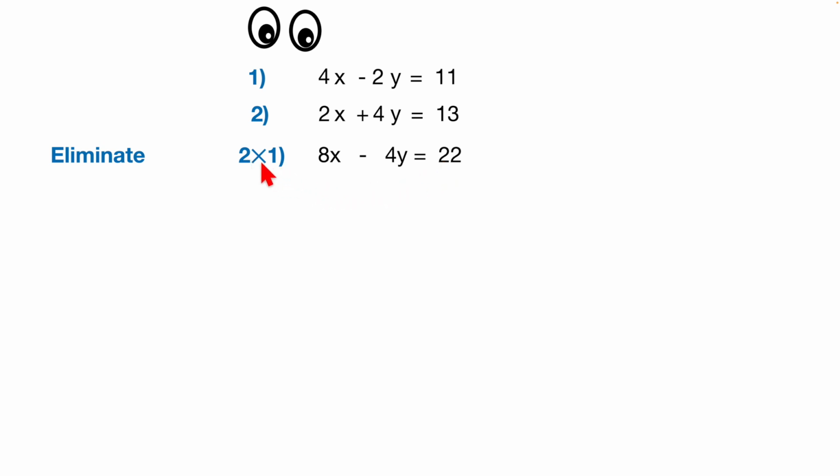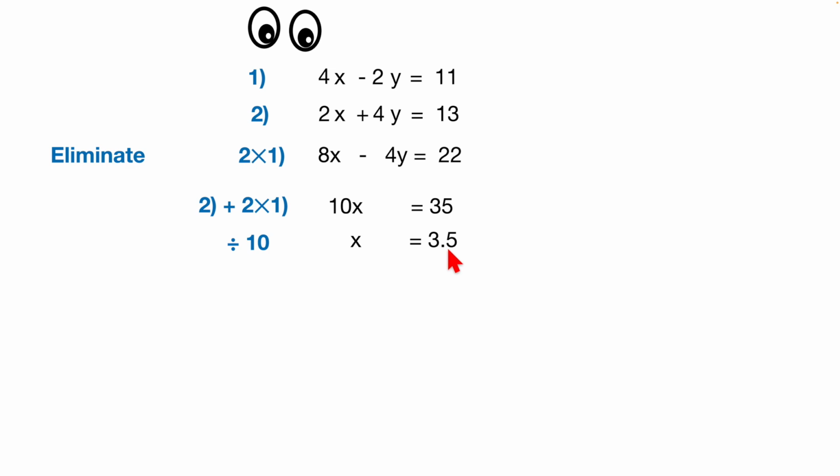So I've got 2 times equation 1. I am now going to add it to the second equation because that's plus 4y, that's minus 4y. Let's add these two equations. How many x's have we got? Well, 2 plus 8, we've got 10x. On this side, 13 plus 22, we've got 35. Seems like a division by 10 to me. Divide by 10, x equals 3.5.